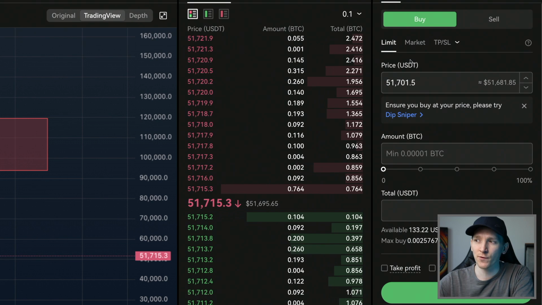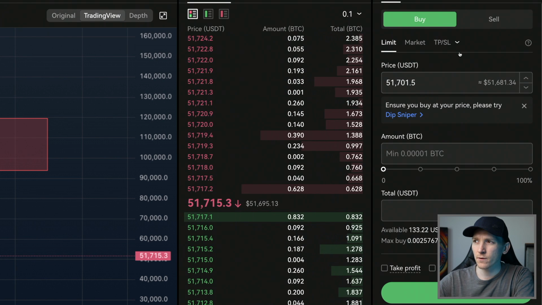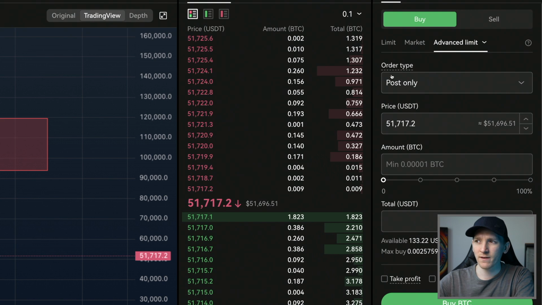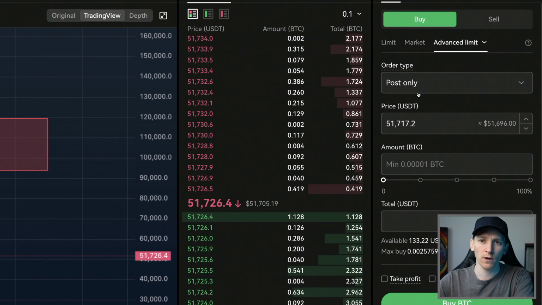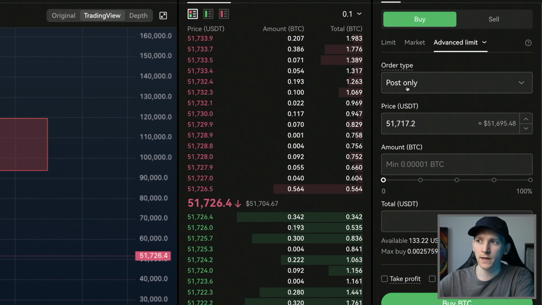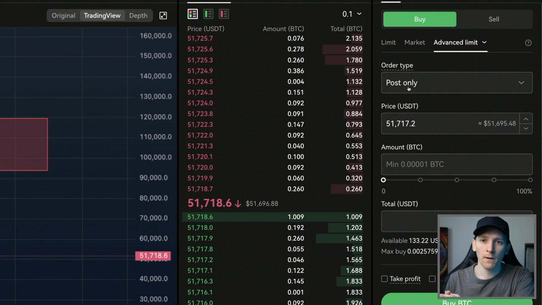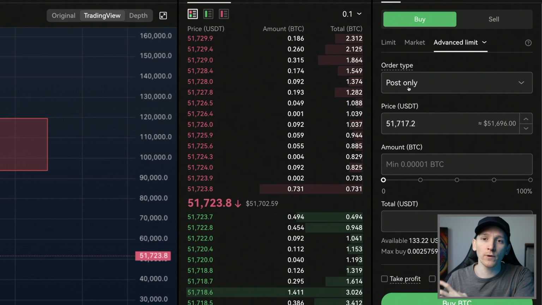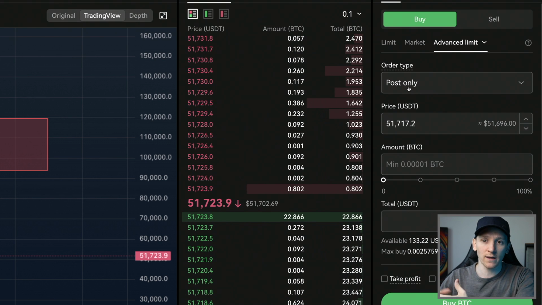To prevent any mistakes with your limit orders, you can actually turn on the advanced settings on OKX, which is advanced limit. So come to this drop down, click advanced limit right here. Now we can see we have more granular control over the limit orders. Post only is a way to prevent mistakes. So post only means it will only post the order if it genuinely is a limit order in the system.